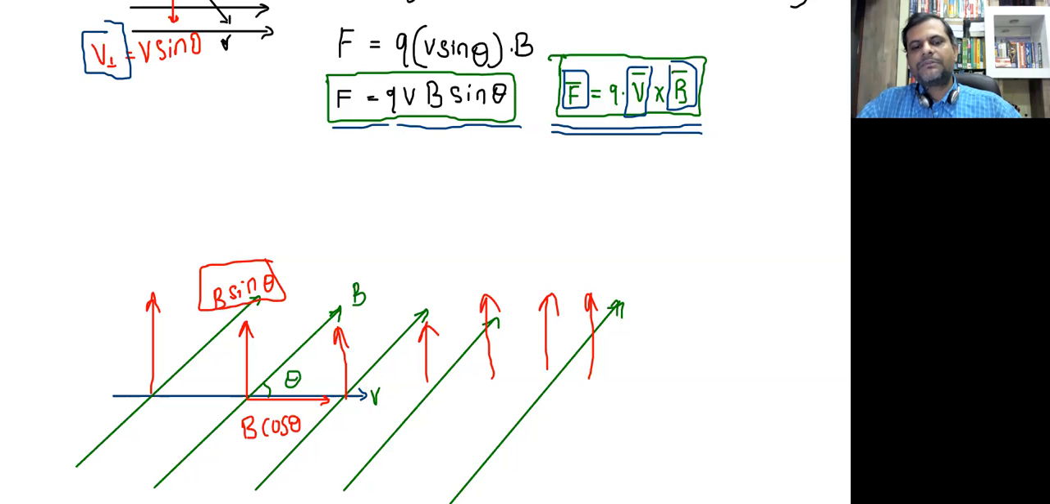So we'll see that when the particle is cutting this component here, no doubt this particle is moving parallel to this magnetic induction component. So no force will act on it due to this component here, but it will experience the force only due to the second component, that is b sin theta here.